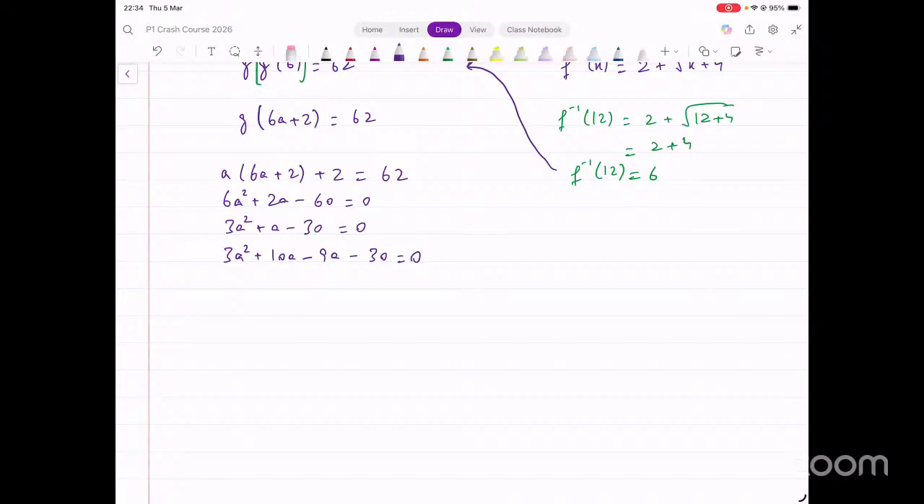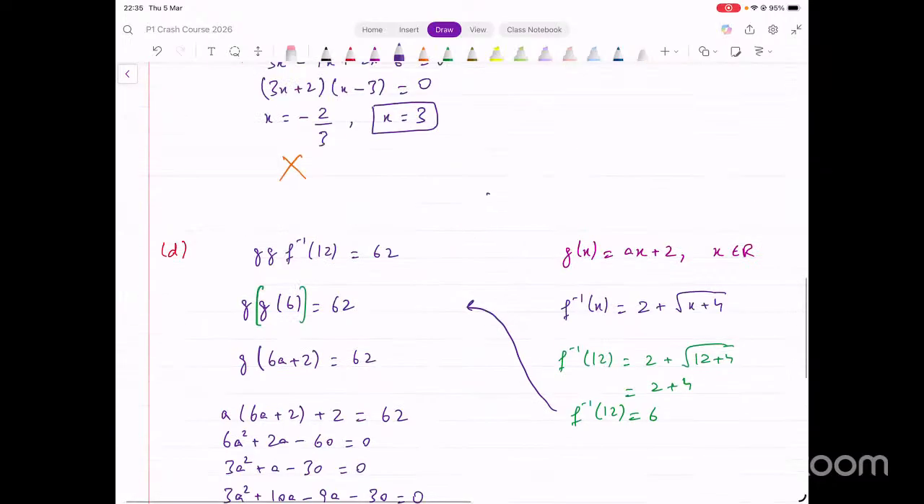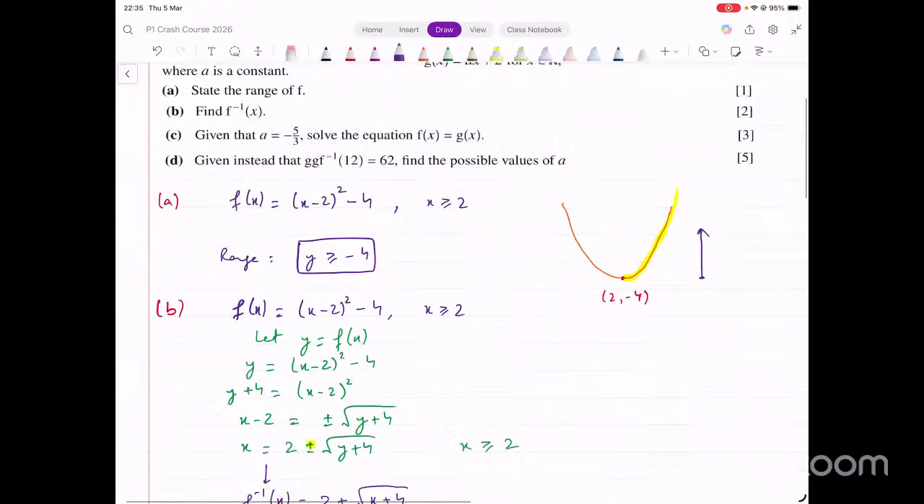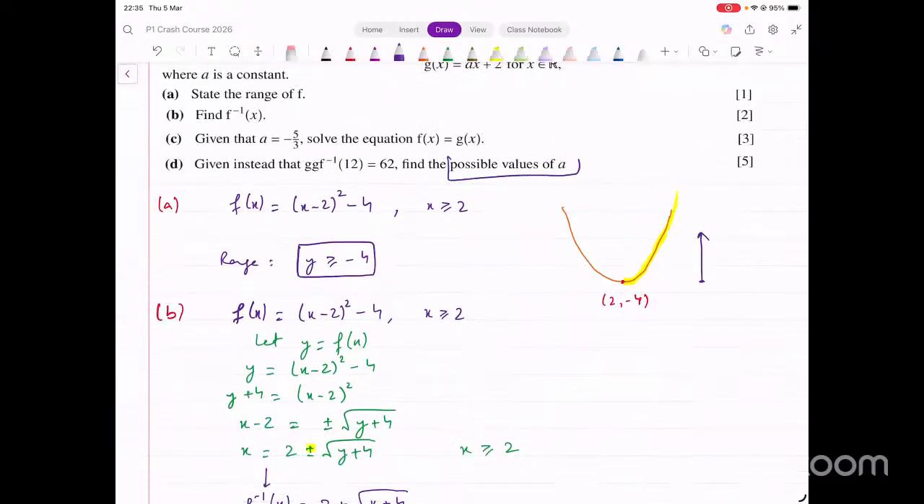Alternatively, you could input values in the quadratic formula, and that's also fine. You take a common from the first two terms and then minus 3 common from the next two terms, and that leaves you with 3a minus 10 inside, and we get two possible values of a. One possible value is 3 and the other possible value is 10 over 3. Now the question says find the possible values of a. So that tells you there are going to be multiple values.